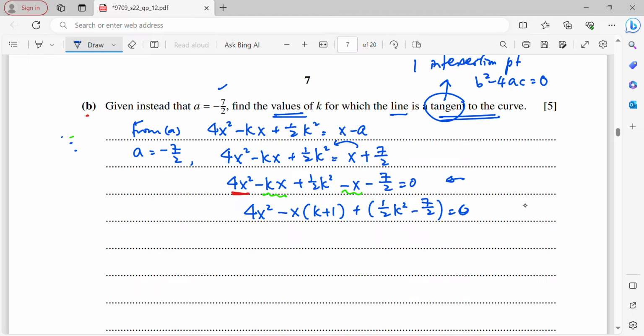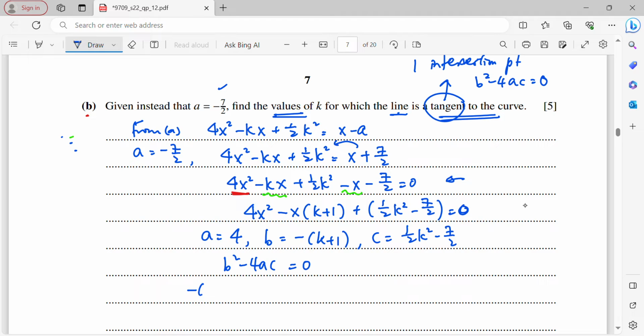So after you have obtained this, I will write down the coefficient for x squared, which is a equals to 4. b is the coefficient for x, which is negative of k plus 1. Then c is going to be half k squared minus 7 over 2. Okay, since a line is a tangent, that means b squared minus 4ac equals to 0. There's only one real root for this equation.